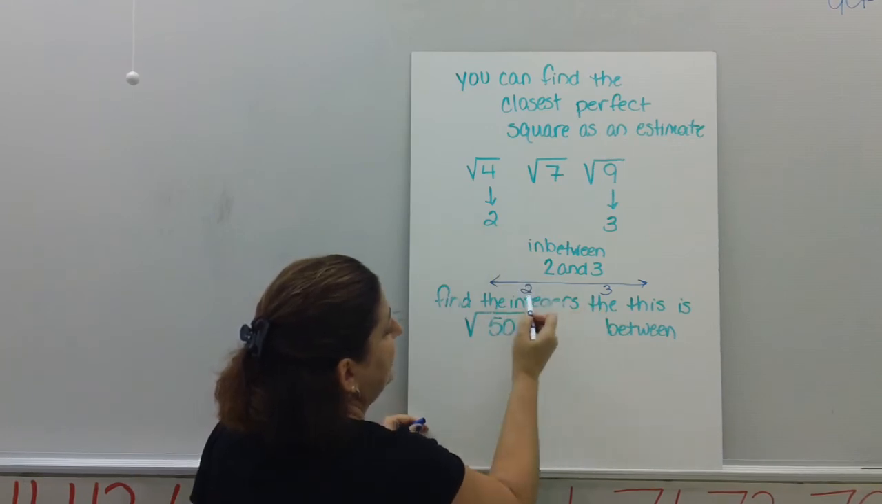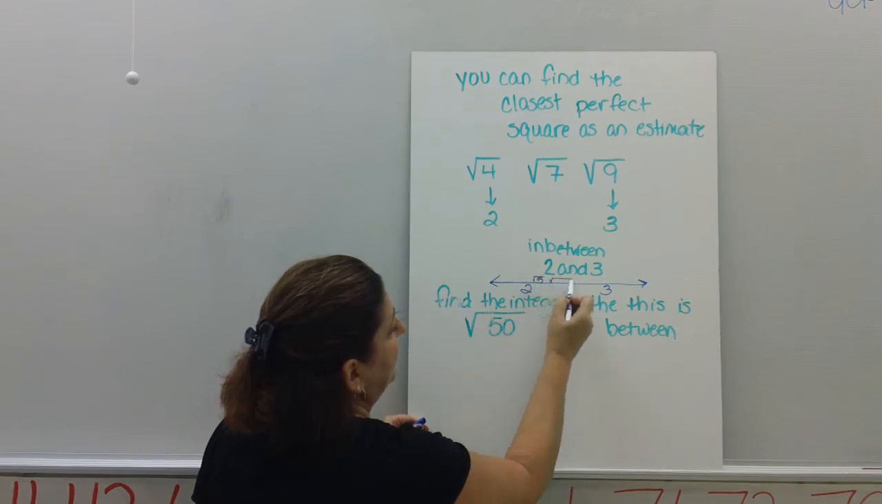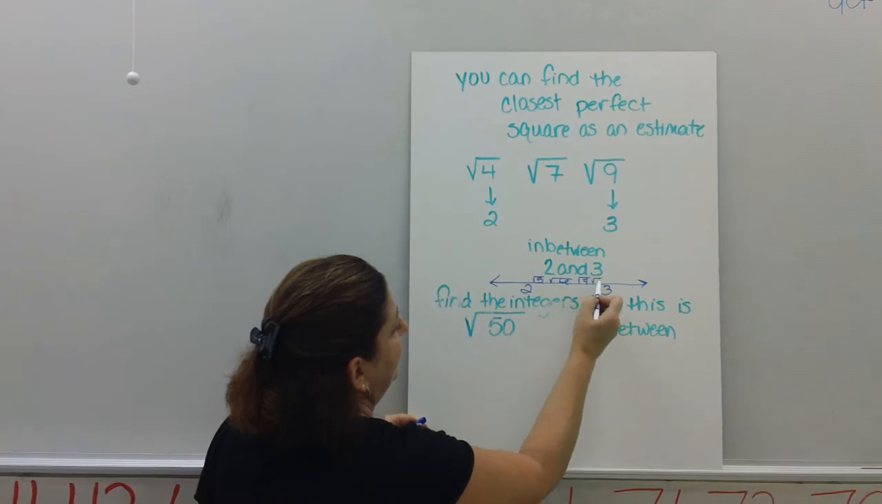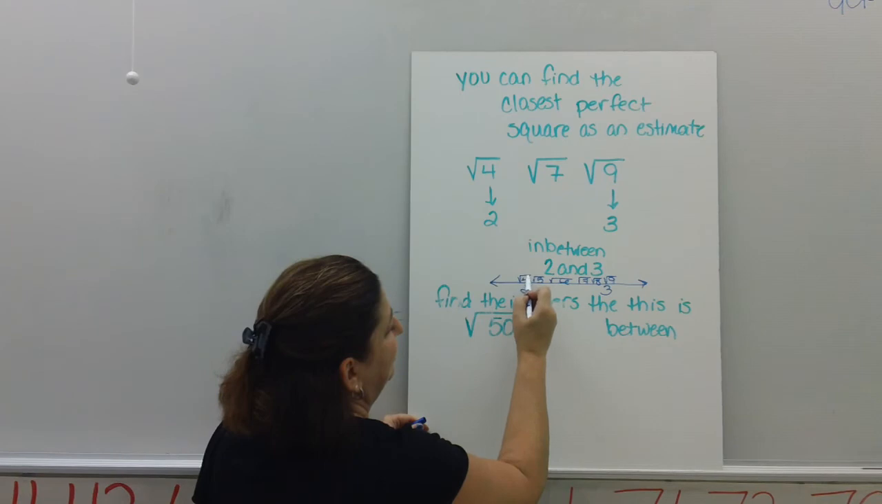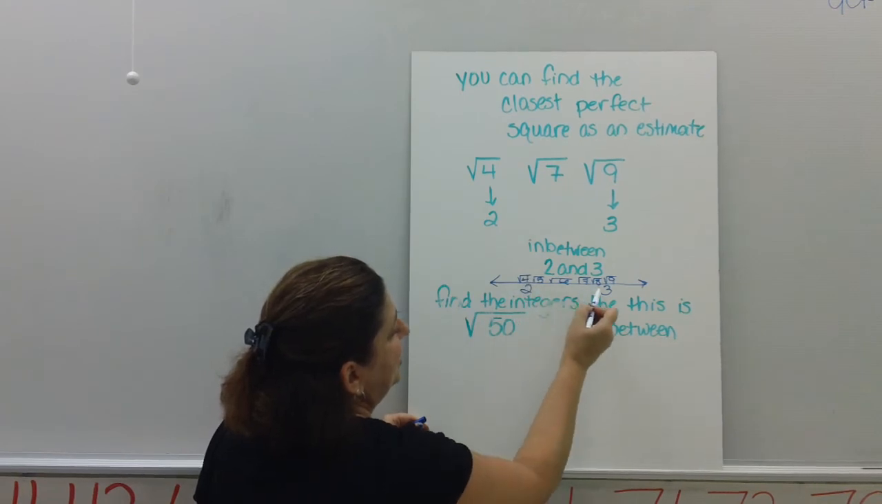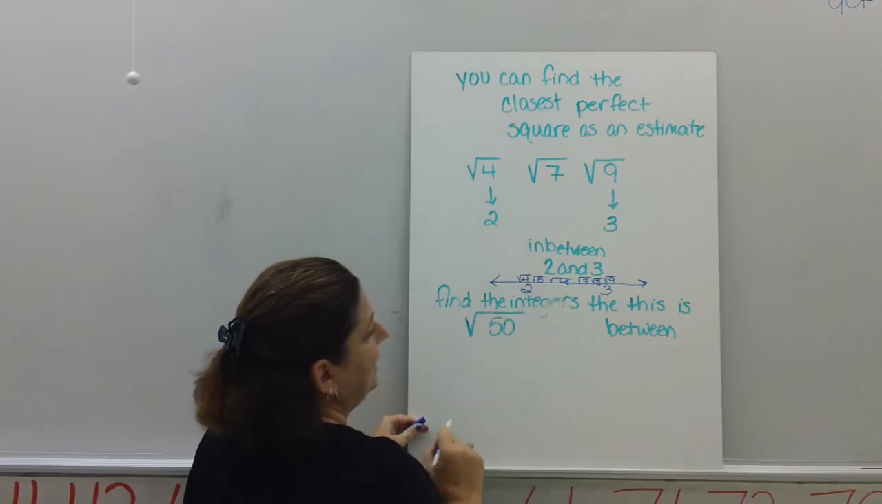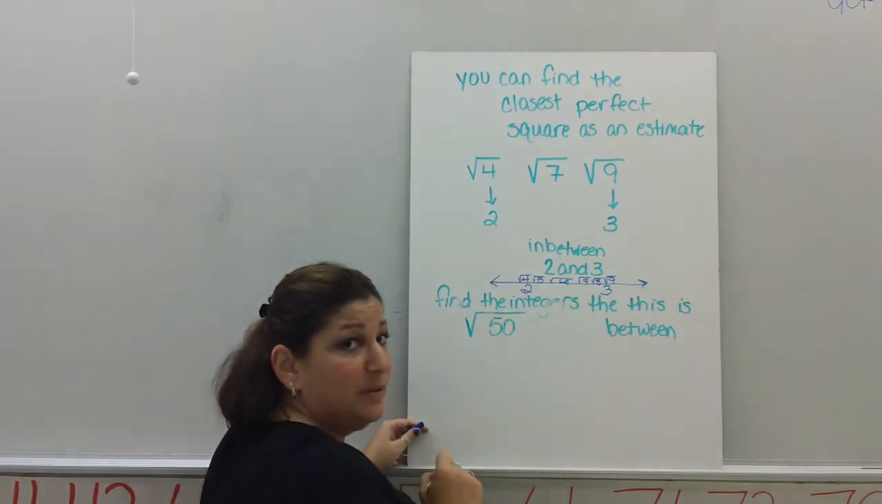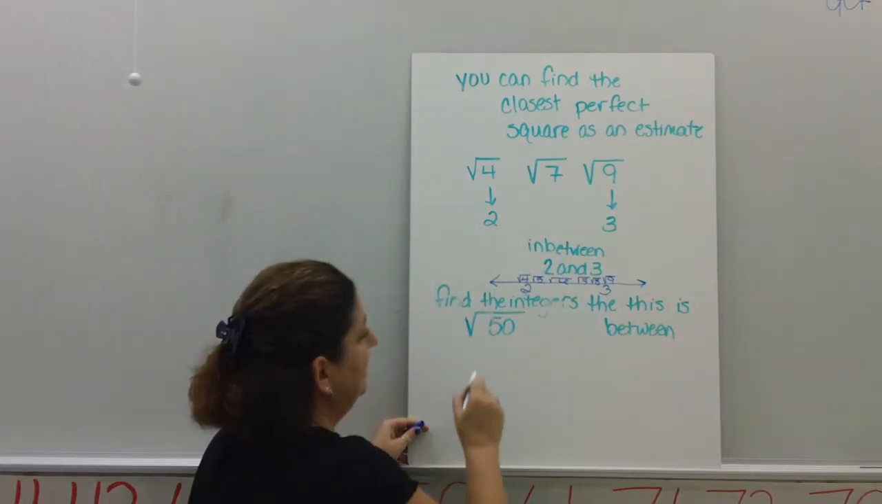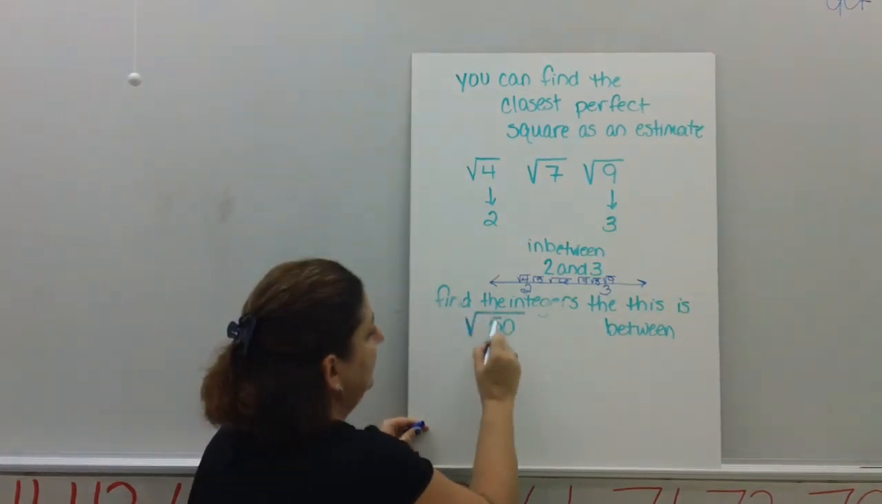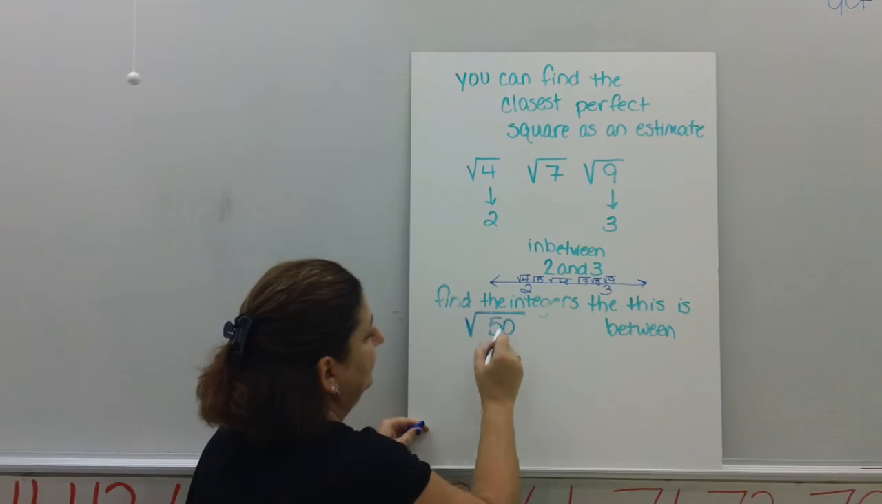Because in between these numbers, I would have the square root of 5, the square root of 6, the square root of 7, the square root of 8, the square root of 9. Let's go back and put the square root of 4 there. There's only one square root in between here and 2 in between here. Take a second and find which two integers the square root of 50 falls in between.